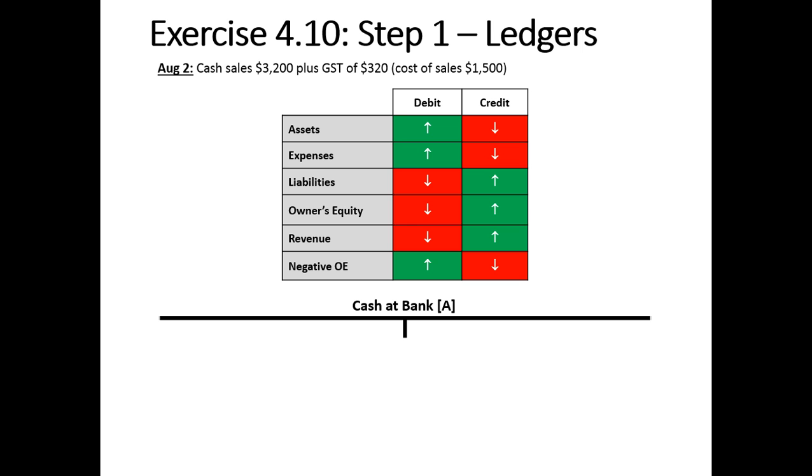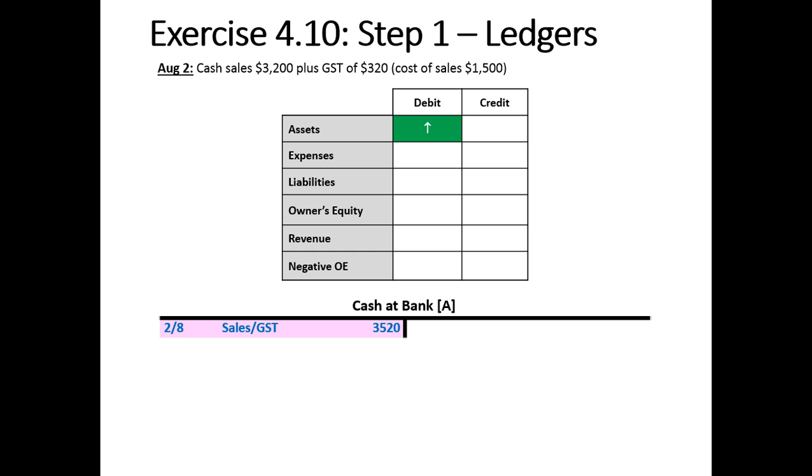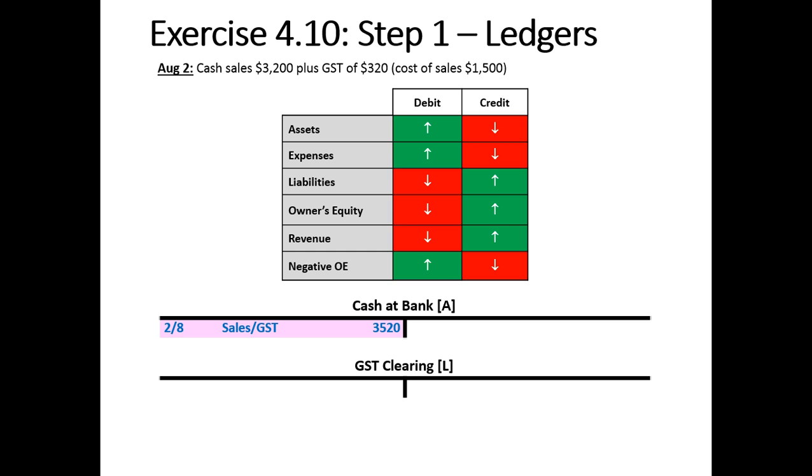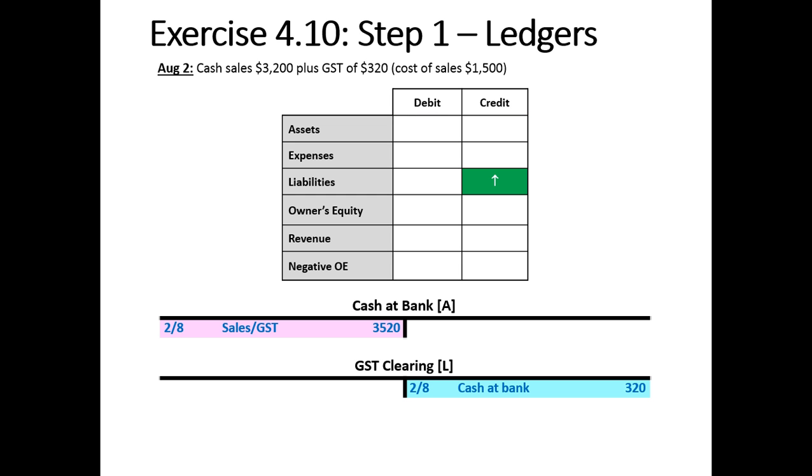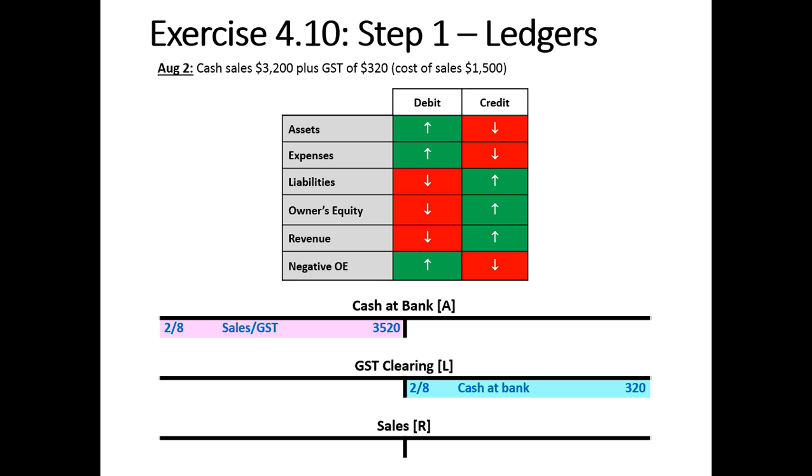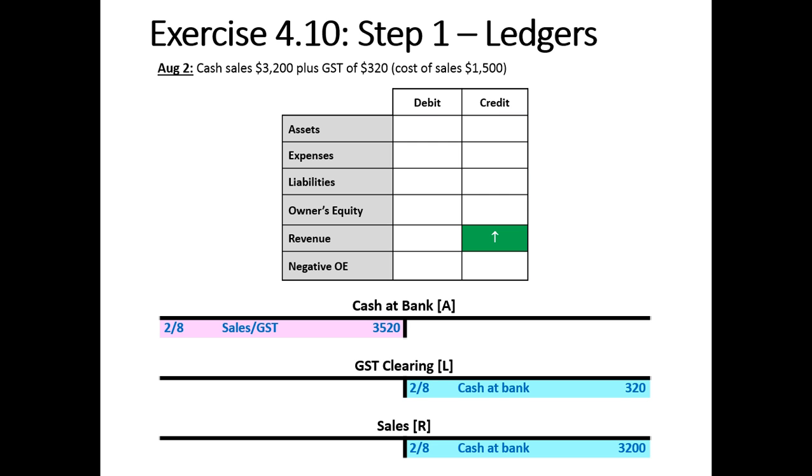We've now got all the transactions to enter into the ledgers, so we'll start with a cash sale of $3,200 plus GST, cost of sale $1,500. So we know that increases our cash asset by the sale amount and the GST, which is $3,520. But it increases our liability because that money's not ours, so our liability goes up on the credit side for $320, and so does the sale, and that's a revenue, so revenues are also credits.